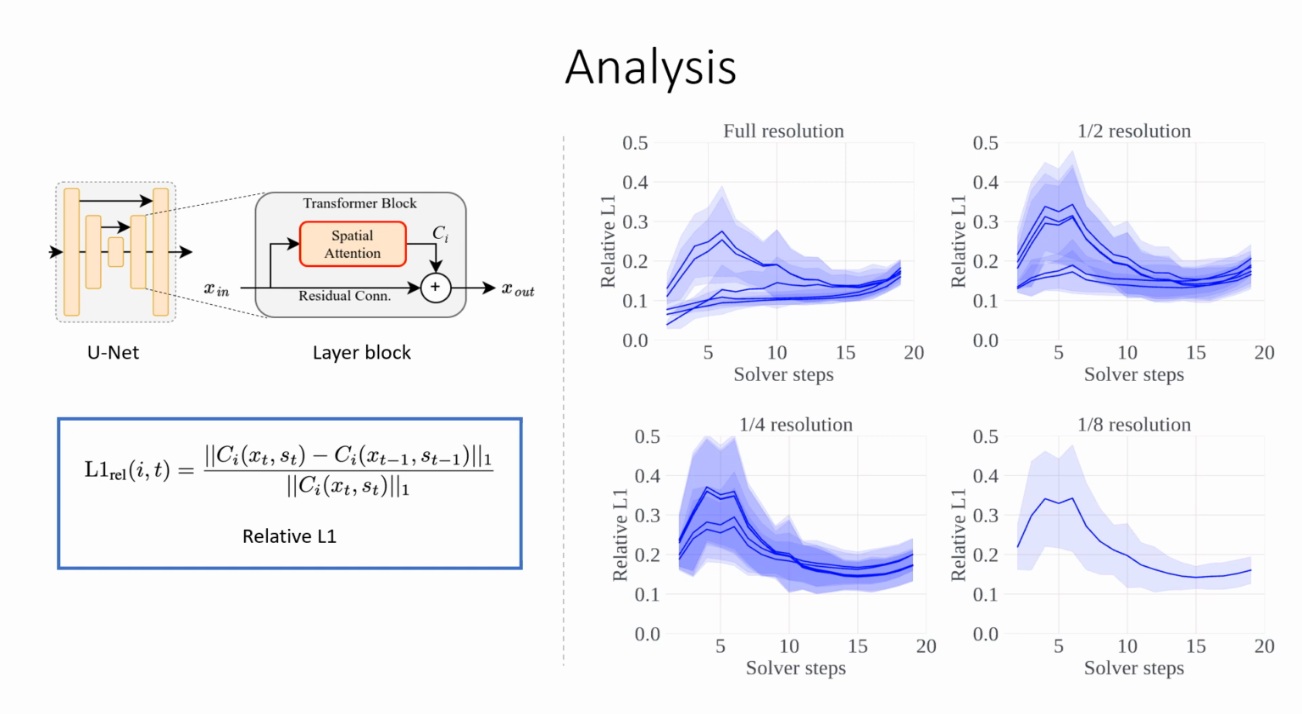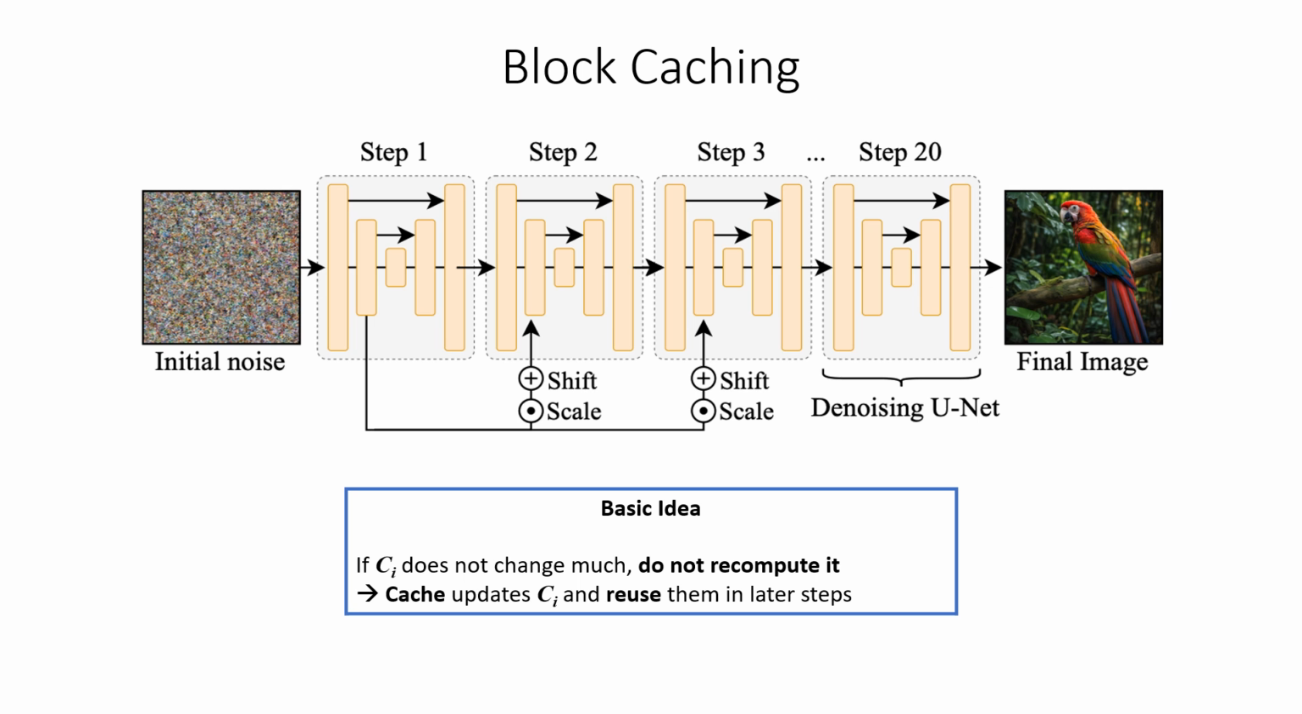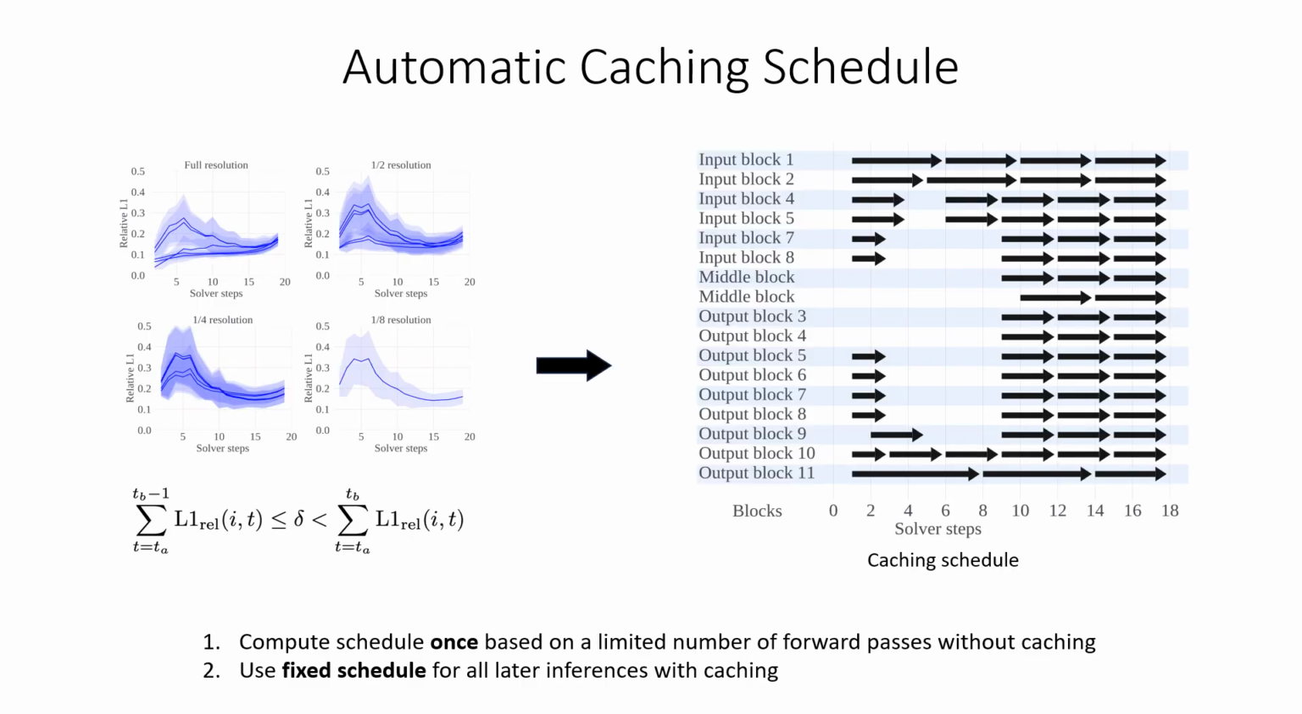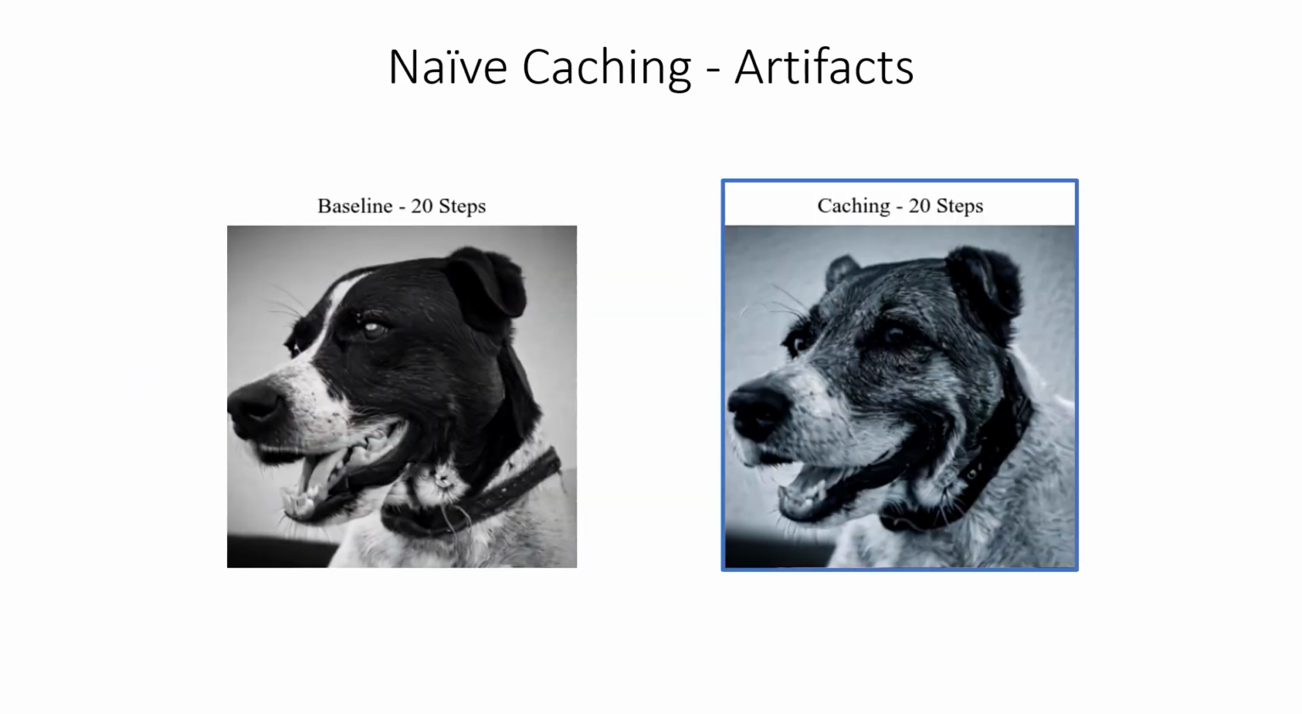Based on these observations, we hypothesize that if a block is not very active, i.e. the update Ci does not change much from one step to the next, then we can just reuse the update from the previous step and save the computational effort. This is the foundation of our block caching technique. To determine when to use cached values, we rely on the analysis from before. We define that once the sum of updates for a block exceeds a certain threshold, delta, then we recompute it. After the schedule is generated, it is fixed for all later inferences.